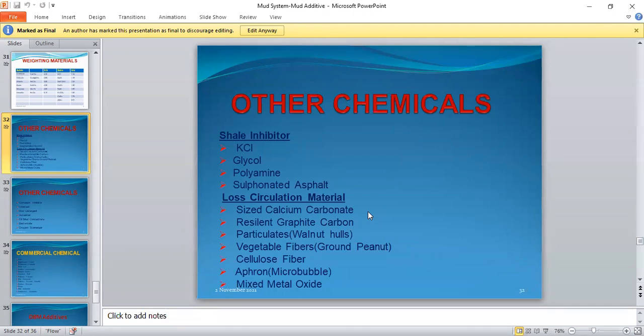Microbubbles are trade names. Mixed metal oxide, tiny, tiny ones. When they say metal oxide, it is metal that has already corroded, so they are waste. They can get them together, grind them into powder or sizable forms and use them as lost circulation materials.